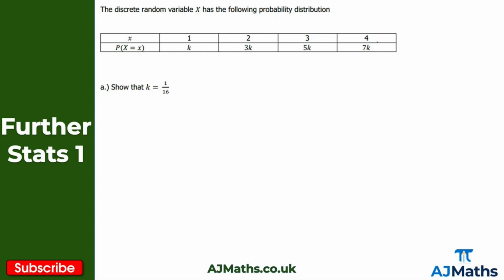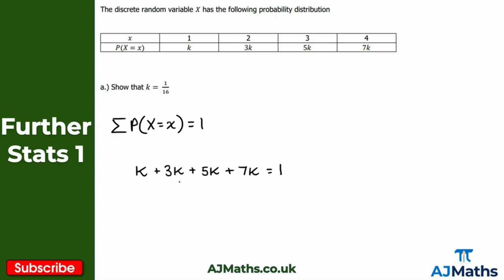Now what I want to do here is show that k is equal to 1 over 16. So where do we get this 1 over 16 from? At this point it kind of looks like it's just been plucked out of nowhere, but we can use the fact that the sum of the probabilities for our random variable here is equal to 1. So what we're saying is k plus 3k plus 5k plus 7k is equal to 1.